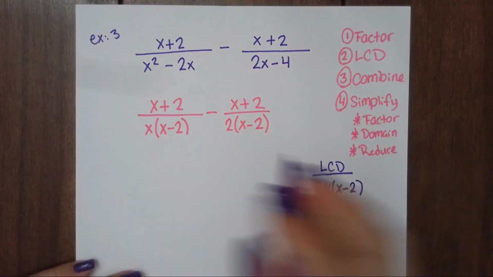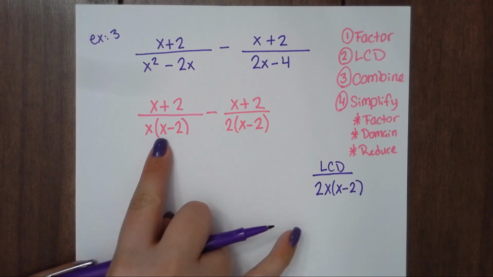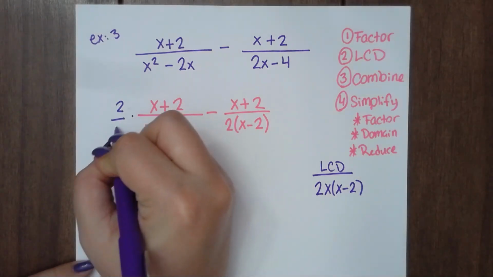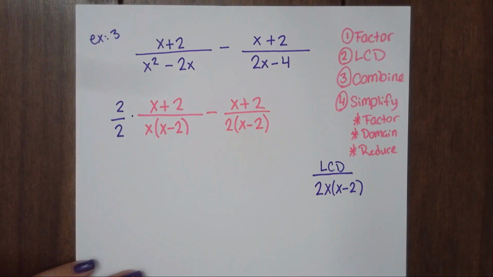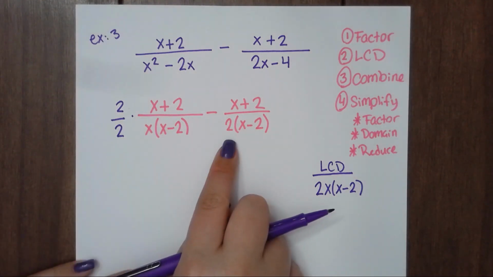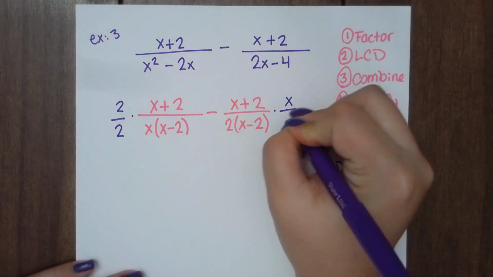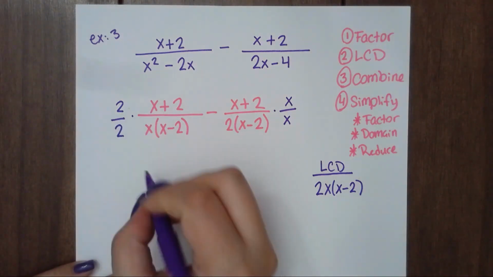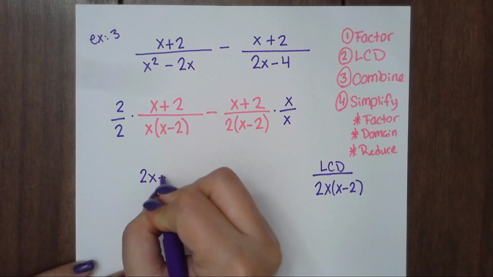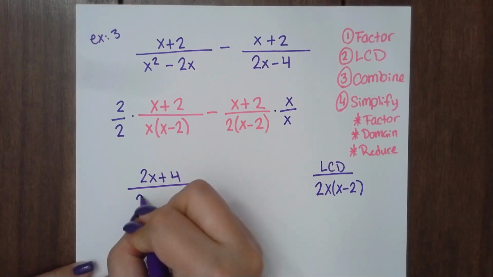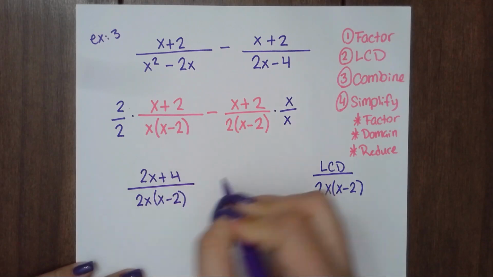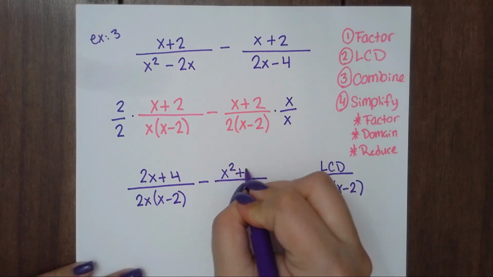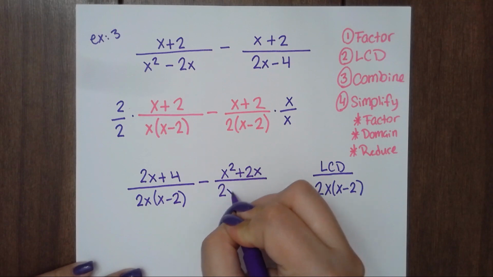My first fraction, the only thing missing from my LCD, if we're comparing the two, is that 2. So I'm going to multiply top and bottom by 2. In my second fraction, the only thing in the denominator missing from my LCD is x. So I'm going to multiply top and bottom by x. Multiply those numbers in. 2 times x plus 2 would be 2x plus 4, and we're going to leave the denominator 2x times x minus 2. Multiply in x, I get x squared plus 2x, and leave the denominator 2x times x minus 2.